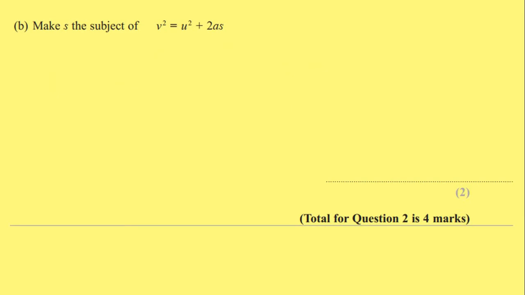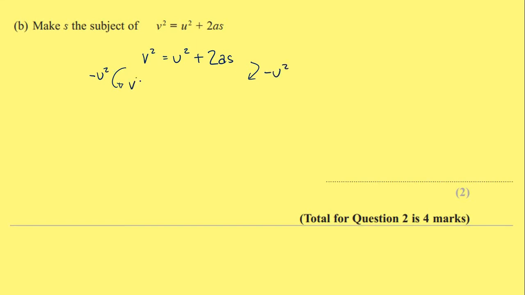Make s the subject of that formula. Now, s currently isn't the subject of this formula. To get something to be the subject, it's got to be by itself, on its own side of an equal sign. Now at the moment, s is being multiplied by 2a, and then we're adding on u squared. Take s, I multiply it by 2a, then I add on u squared, and I get v squared. So the first thing that we're going to do is get rid of that very last layer. The very last layer was to add on u squared. So we're going to take away u squared from both sides.